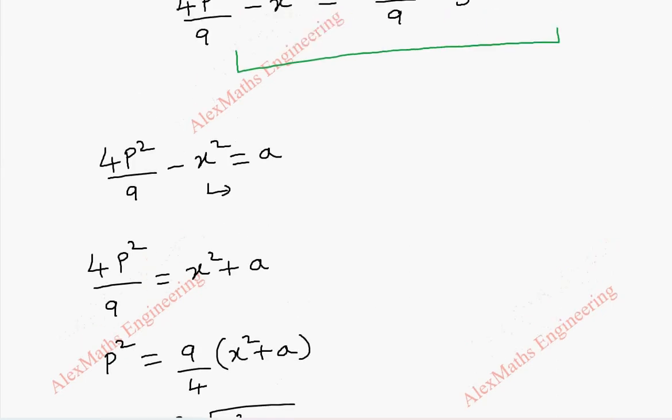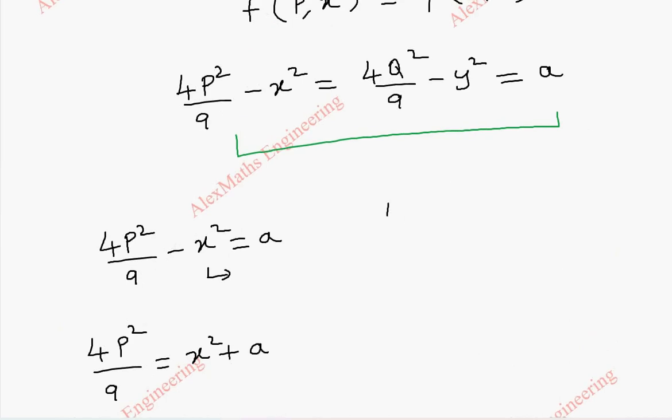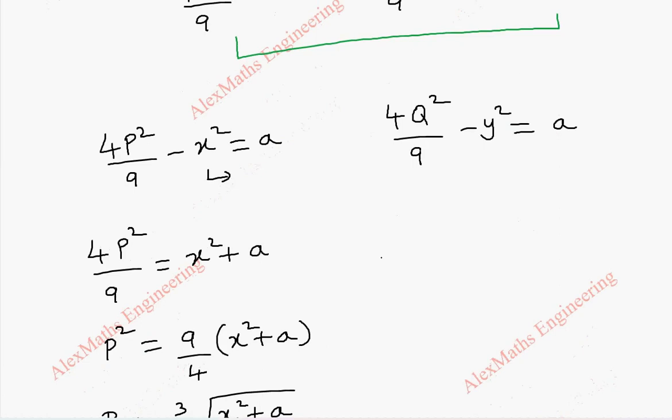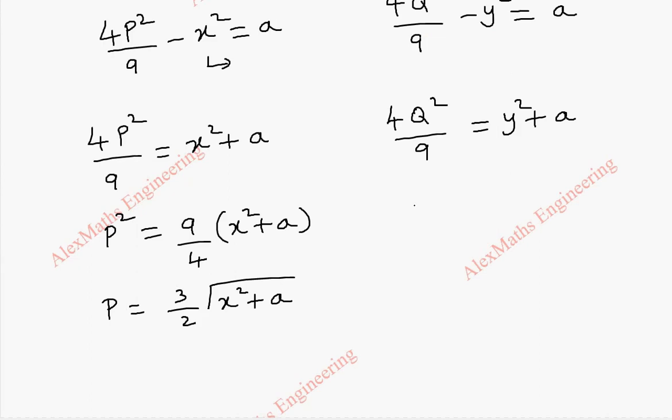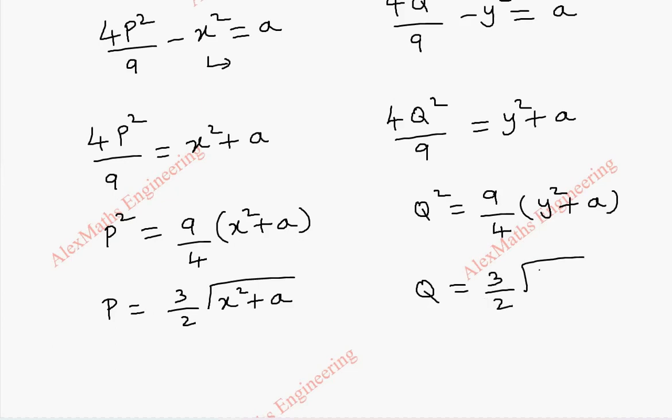In the same way, taking the other pair, we get 4q square by 9 minus y square is equal to a. So even this becomes plus. So 4q square by 9 equal to y square plus a. Then finally, q square will be 9 by 4 into y square plus a, and q will be 3 by 2 root y square plus a.